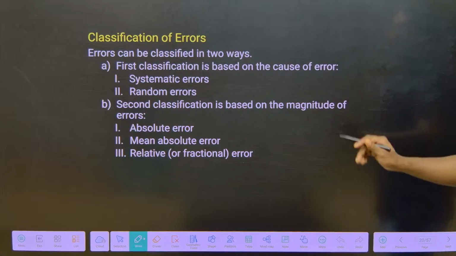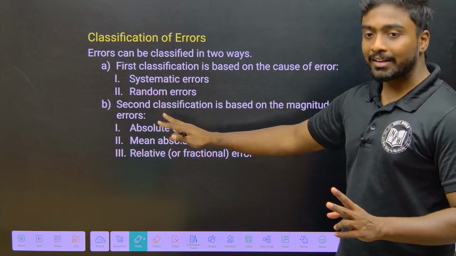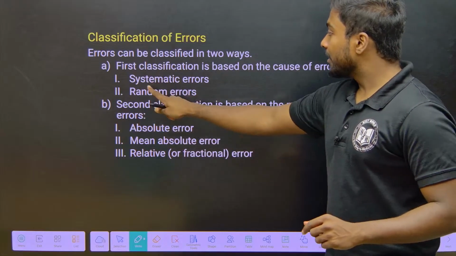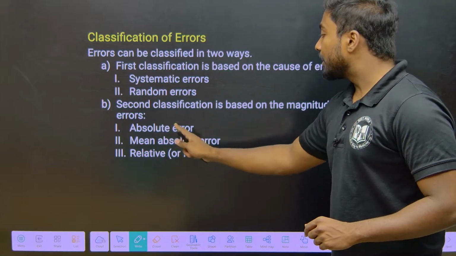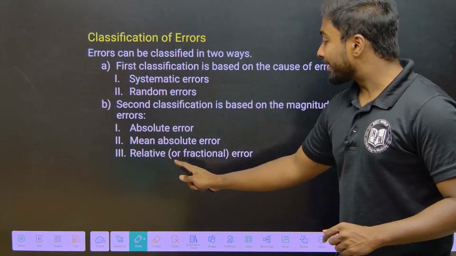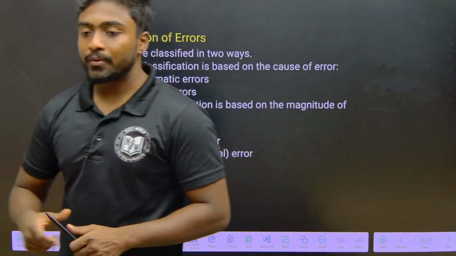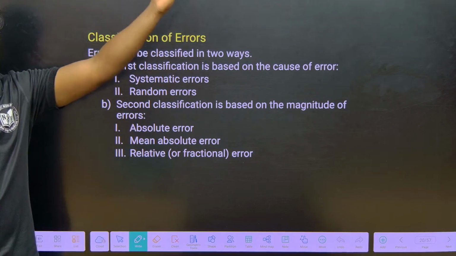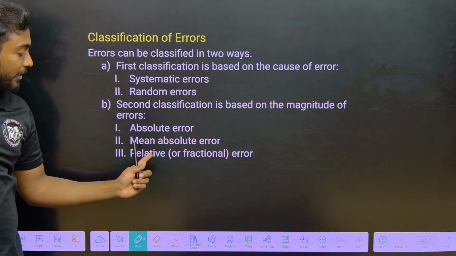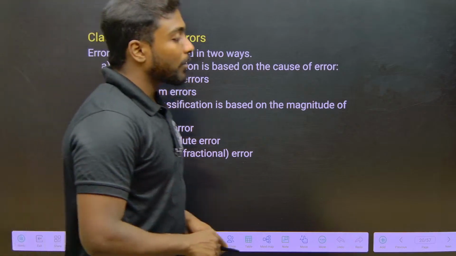Now the classification of errors. Errors can be classified into two classes. First class is systematic error and random error. The second one is absolute, mean absolute and relative. Relative in the sense I am relating two things. If I relate two things, I can say it's a fraction also, like division, numerator by denominator. So first we will see what is systematic error.